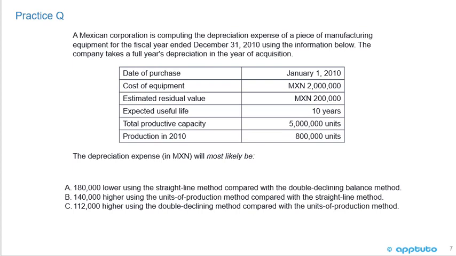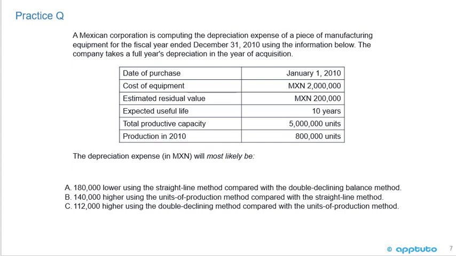So we'll finish this LOS with one last practice question. A Mexican corporation is computing the depreciation expense of a piece of manufacturing equipment for the fiscal year ended December 31st, 2010, using the information below. The company takes a full year's depreciation in the year of acquisition. So the date of purchase, January 1st, 2010. Cost of equipment, Mexican pesos, 2 million. Estimated residual value, 200,000. Expected useful life, 10 years. Total productive capacity, 5 million units. And the production in 2010 was 800,000 units.